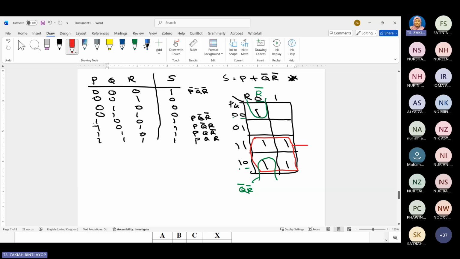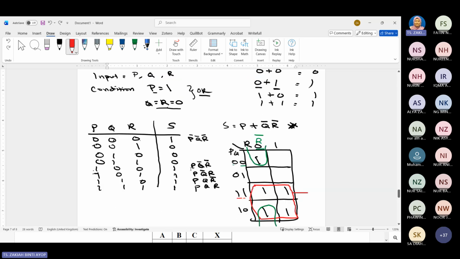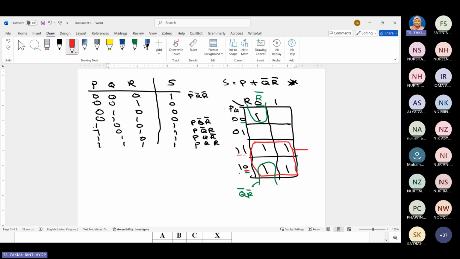the bigger circle here. Okay, look at the row. The row is between P, Q, and P, Q bar. So Q and Q bar can be cancelled. So what's left is P. Eh, it's R instead. Okay, hold on. Okay, now it's become P.